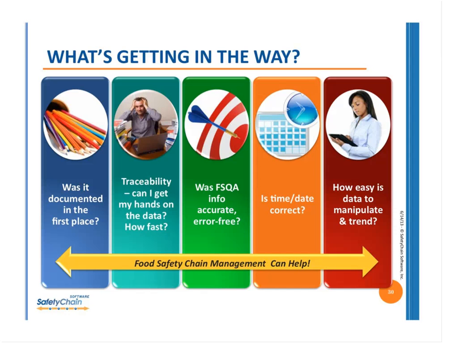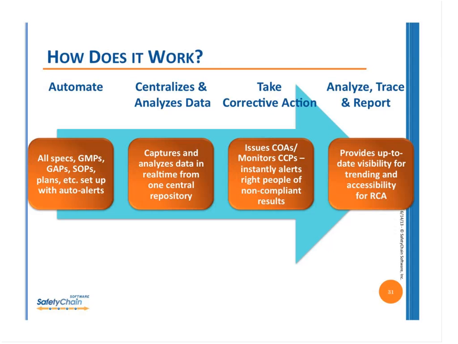And then last, is the data easy to manipulate? Can I report on it? Can I do analysis on it? Can I do performance benchmarks? Can I trend that data to find ways to improve my processes? So these are the components that are getting in the way of effective root cause analysis. And that's why so many FSQA departments these days are turning towards technology. There are a lot of technologies out there.